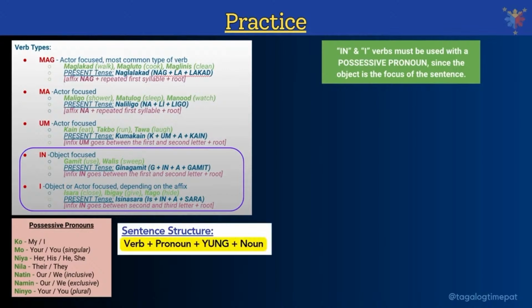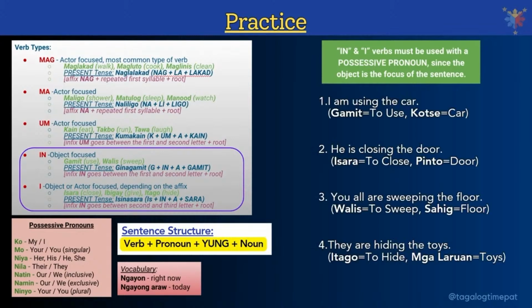So now this is the sentence structure we will be using when we use an in or e verb. Verb plus pronoun, like we were just doing. Then it's the word yung. And then it's the noun. A very similar word is ang, A-N-G. That also means the. However, yung is specific. It's like that thing. So for our purposes, let's just use yung because it's a little bit more specific to the examples we will be going over. And then again, here are some vocab words to indicate present tense. Ngayon means right now. Ngayong araw means today. And here are some examples.